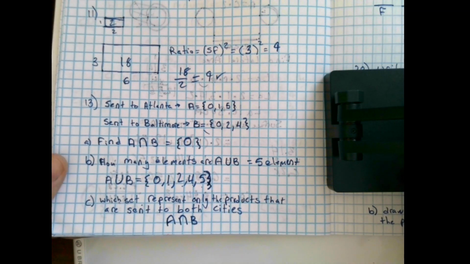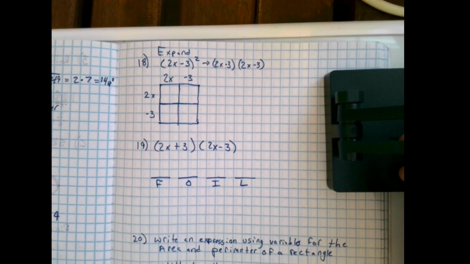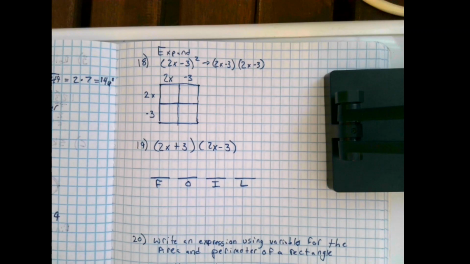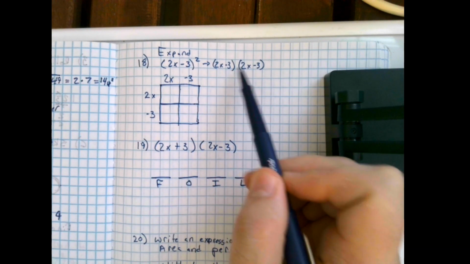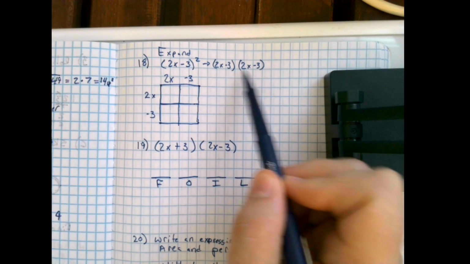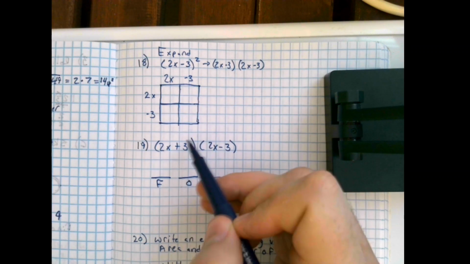Alright, we're going to move on to question 18 and 19 next. Question 18 and 19 ask us to expand binomials. So 18 gives us 2x minus 3 squared. Now I want to point out 2x minus 3 squared just means 2x minus 3 times itself. So 2x minus 3 times 2x minus 3. I'm going to do the box method for this one and FOIL for 19.